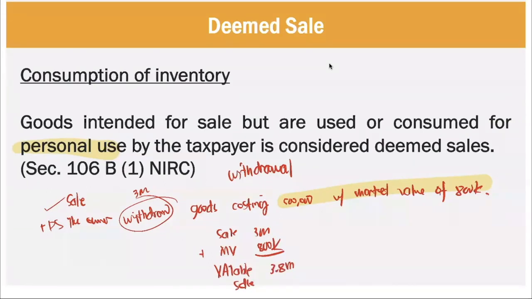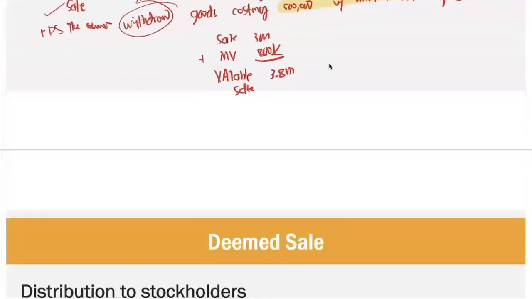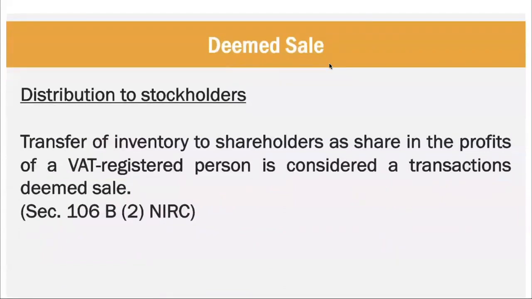Okay? So deemed sale. Another deemed sale, distribution to stockholders. So transfer of inventory to shareholders as share in the profits of a VAT registered person is considered a transaction deemed sale. So this is more of a property dividend.